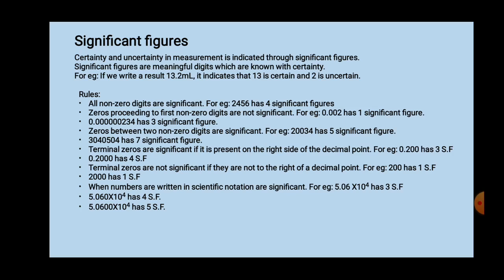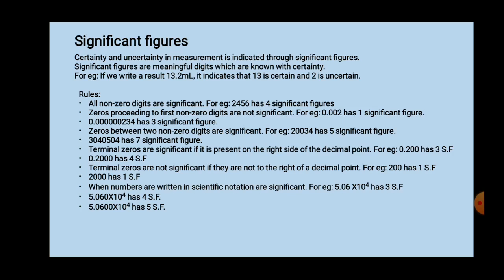Next, one more example is given. You can see 0.000000234. The first zeros are not significant. So the rest of the number, that is 2, 3, 4. How many digits are present? 3 digits are present. So this example has 3 significant figures.